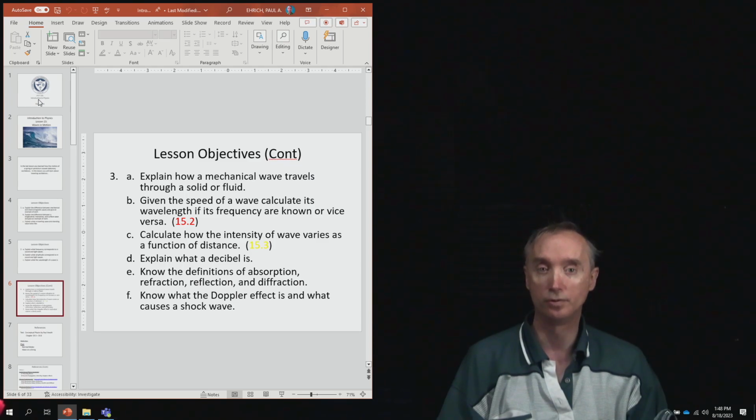Explain what the decibel is. Know the definition of absorption, refraction, reflection, and diffraction. Know what the Doppler effect is and what causes a shock wave.